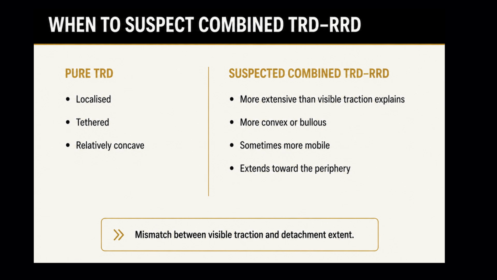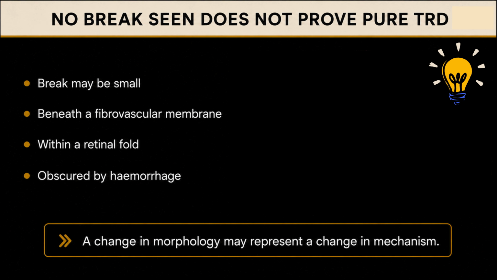Also, suppose the TRD, which was concave before, becomes convex or bullous, and sometimes more mobile, or extends towards the peripheral retina and the ora serrata. The most useful clue is a mismatch between the amount of visible traction and the extent of retinal detachment. A full thickness retinal break may be visible, but it may also be very small sometimes or hidden beneath a fibrovascular membrane, retinal fold, or hemorrhage. Therefore, if no break is seen, it does not mean that the detachment is purely tractional.